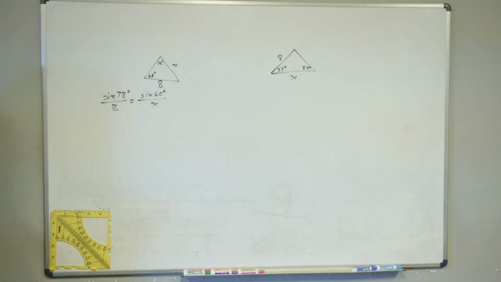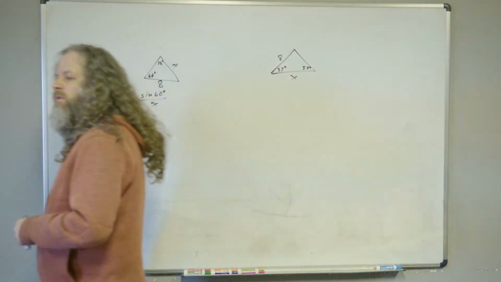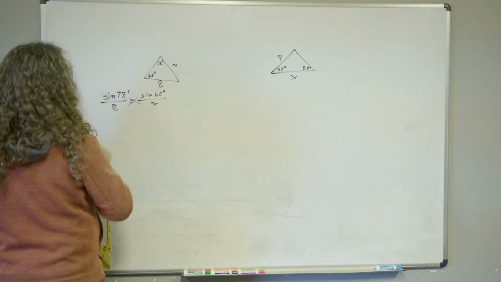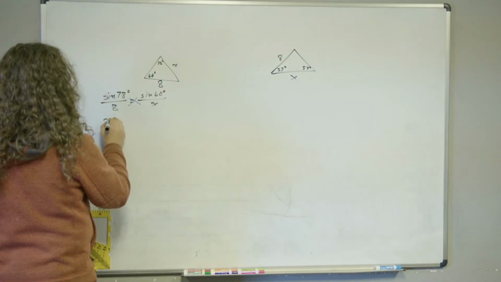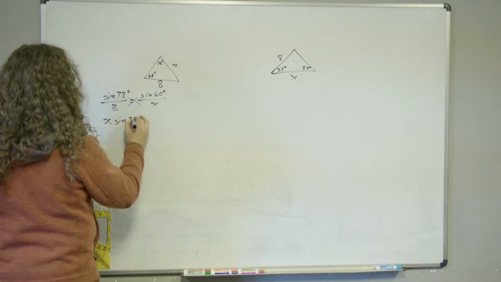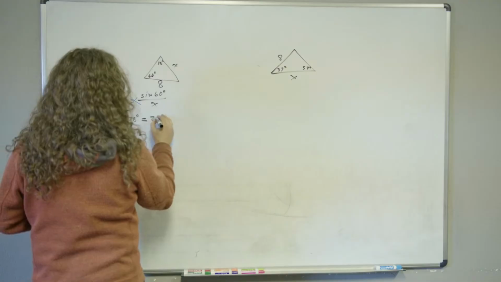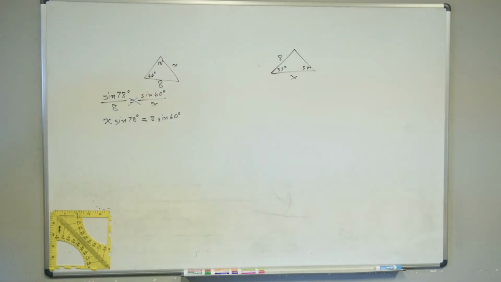Now we've got a proportion. We can solve this easy peasy. So what do we do to solve this proportion? We cross multiply, true enough. So x times the sine of 78 degrees is x times the sine of 78 degrees, right? 8 times the sine of 60 degrees is 8 times the sine of 60 degrees. We try to keep things exact until the last minute, because then we don't introduce extra rounding errors.